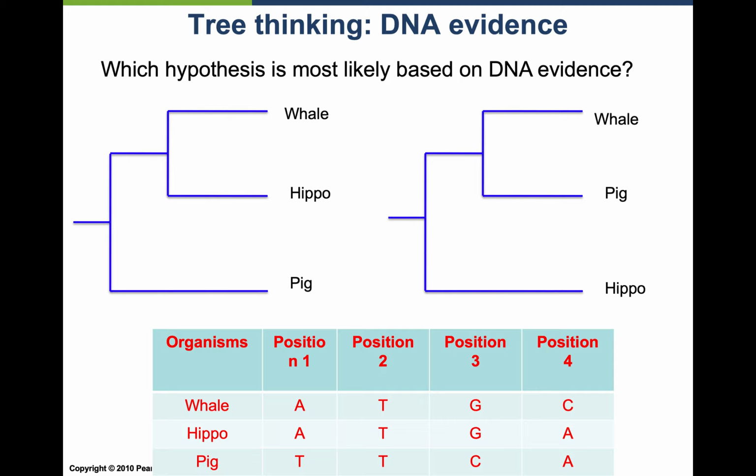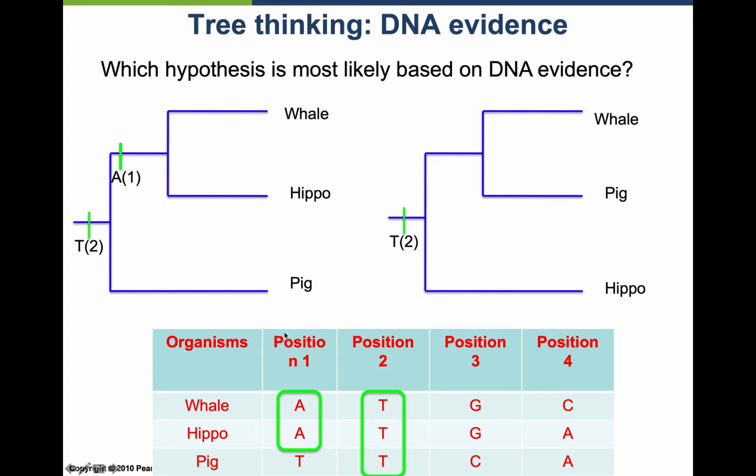One of the things you'll see is that if we look at where the T's map on this phylogeny, you have a T here and a T here. It's not variable across any of these species, so it doesn't really mean too much. But then in position one, you have an A. That A links both whale and hippo, so they share the similarity of an A. The pig has none, it has a T, I guess.